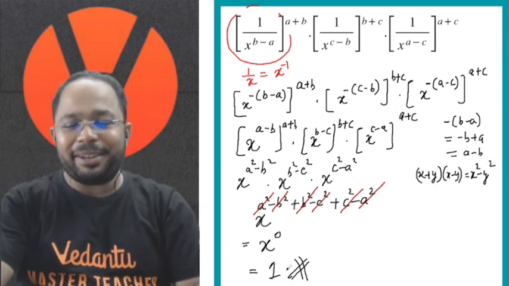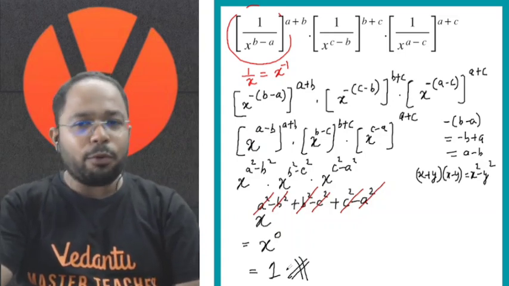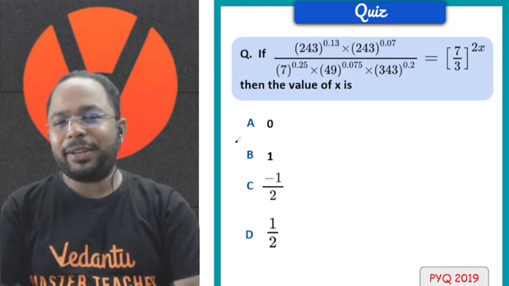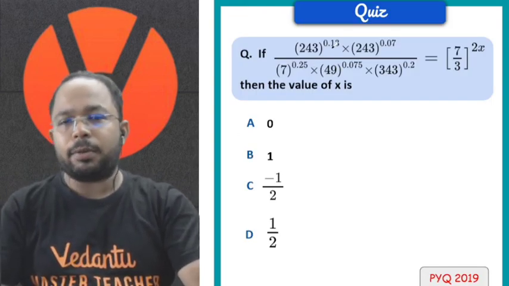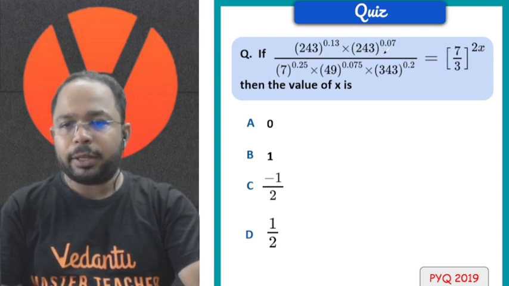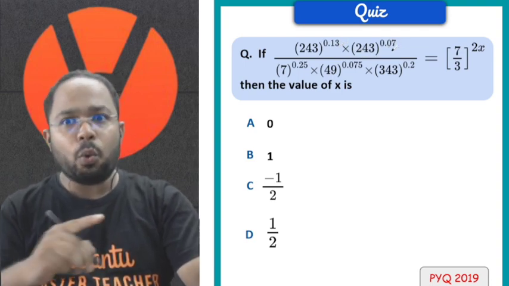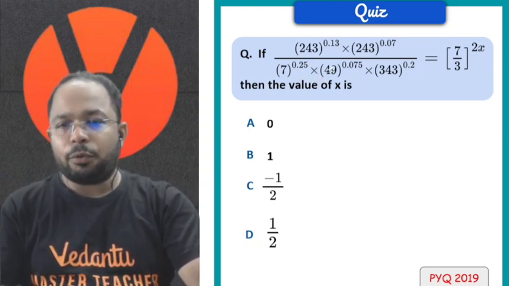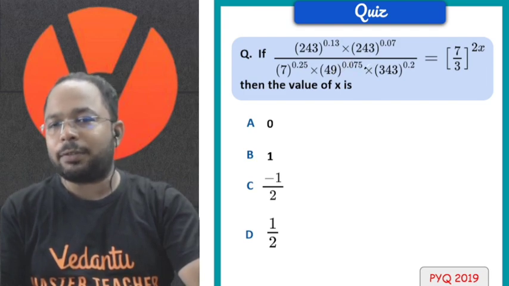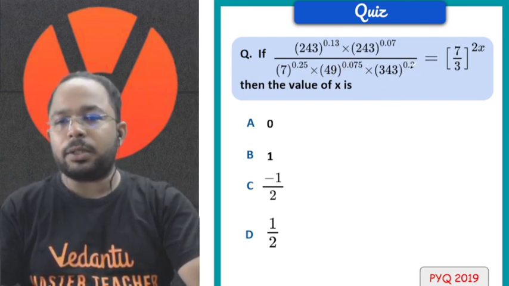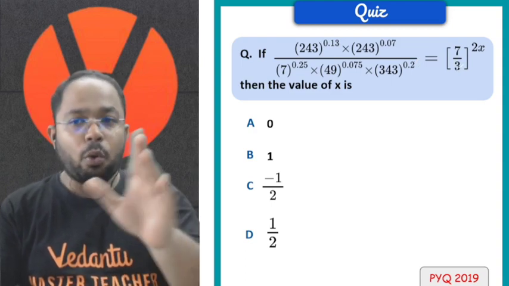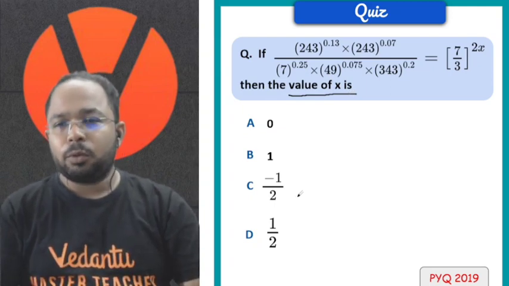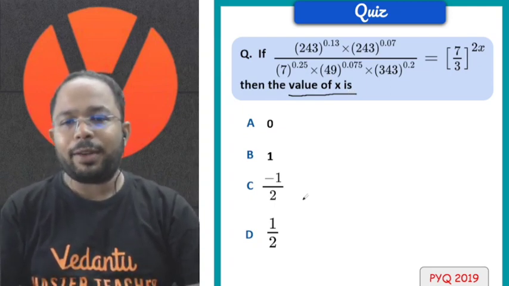Okay, very amazing. So students, let's move on to the next amazing question. So here we have, if 243 to the power 0.13 into 243 to the power 0.07 whole divided by 7 to the power 0.25 into 49 to the power 0.075 into 343 to the power 0.2 equals 7 by 3 whole power 2x. And what's the value of x? What is going to be the value of x?